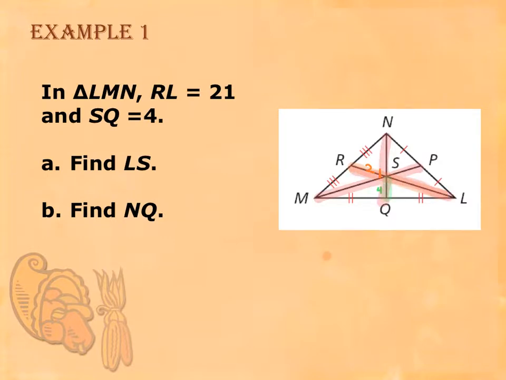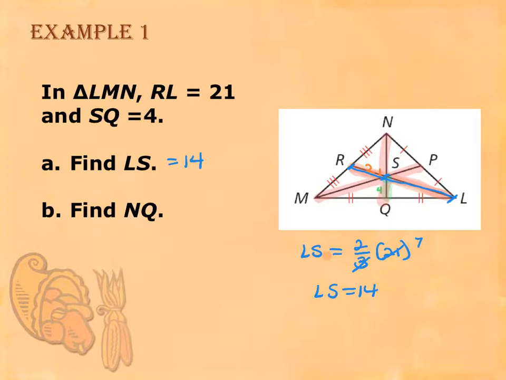So because of that, you know that the point in the middle there is your centroid, and you have the 2/3 rule. The 2/3 rule says that the whole segment, which is RL, would get divided into 3 parts. 1/3 of it is going to go to the smaller segment, like RS, and 2/3 of it is going to go to SL. So LS is going to equal 2/3 of 21. 3 goes into 21 7 times, and 2 times 7 is 14. So LS is 14.